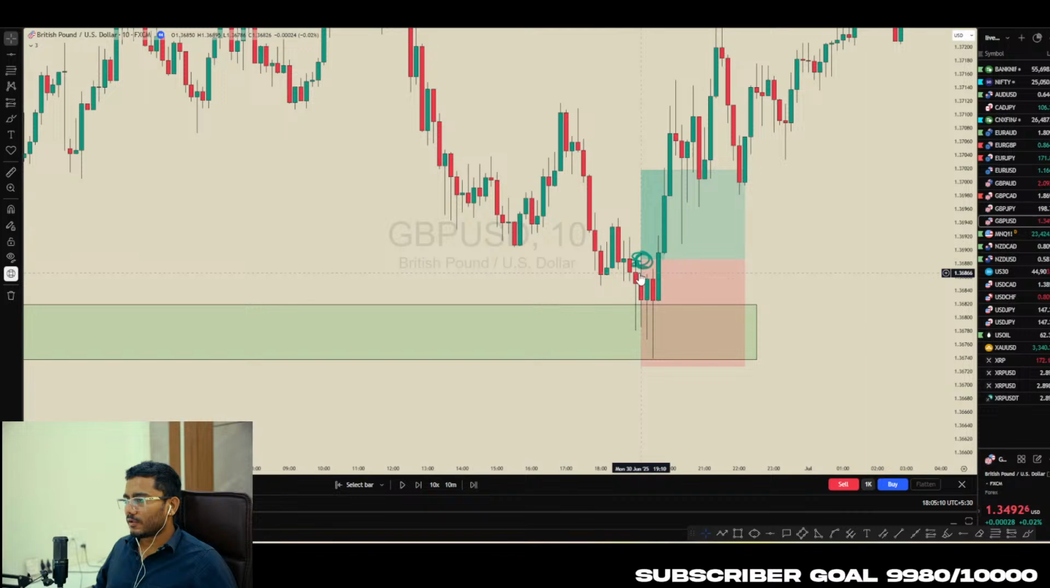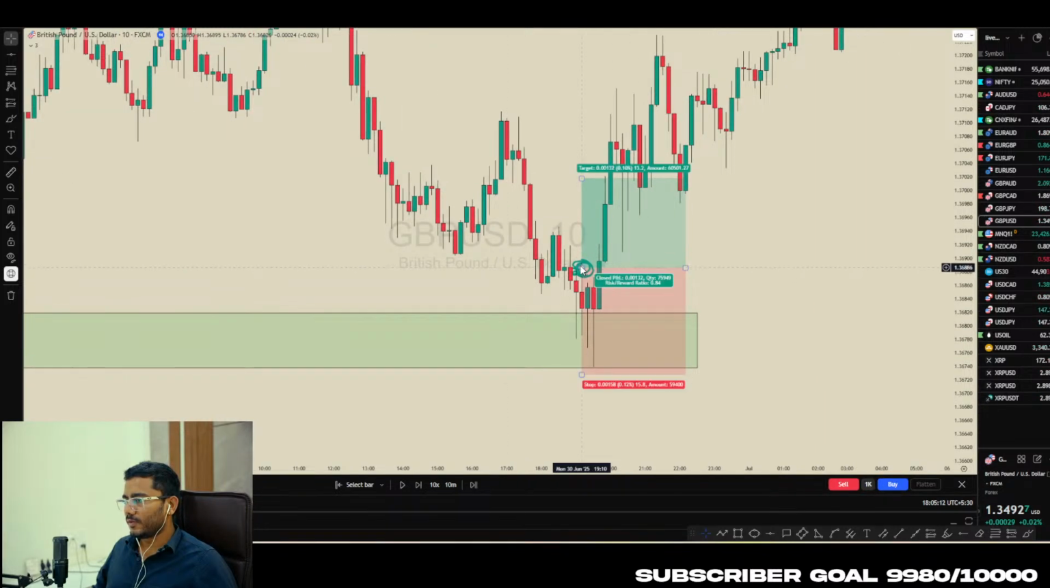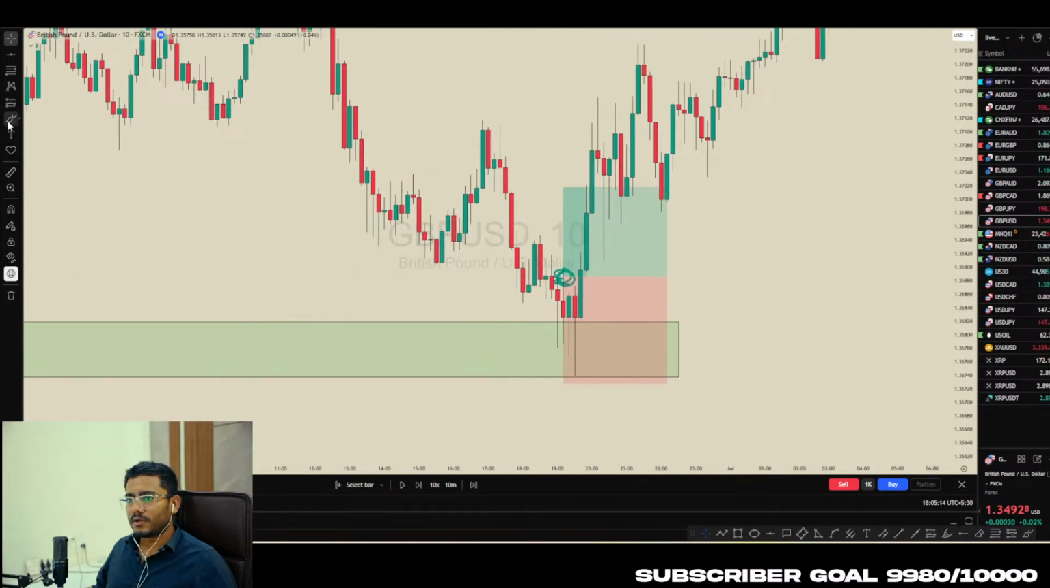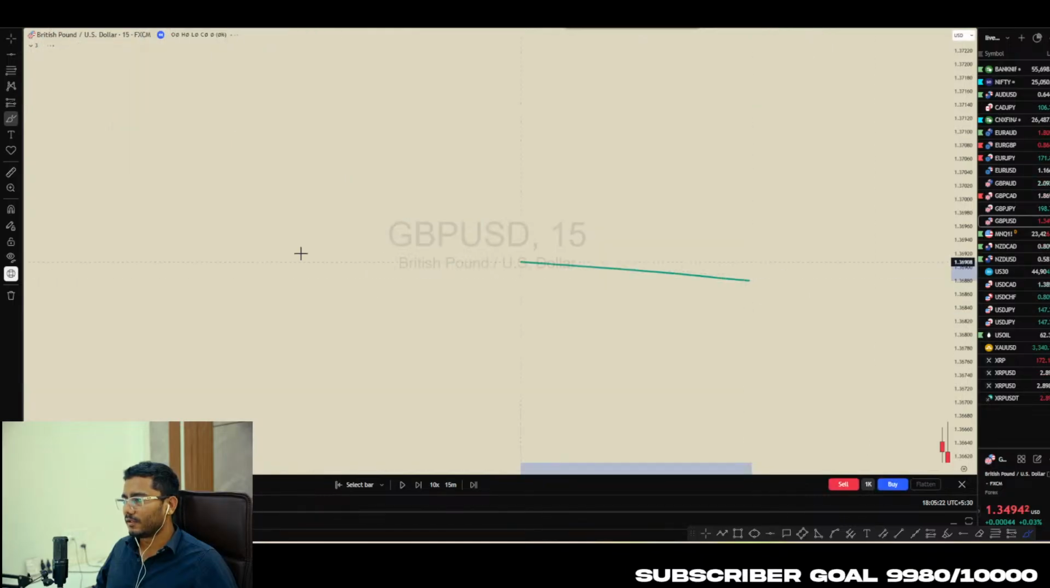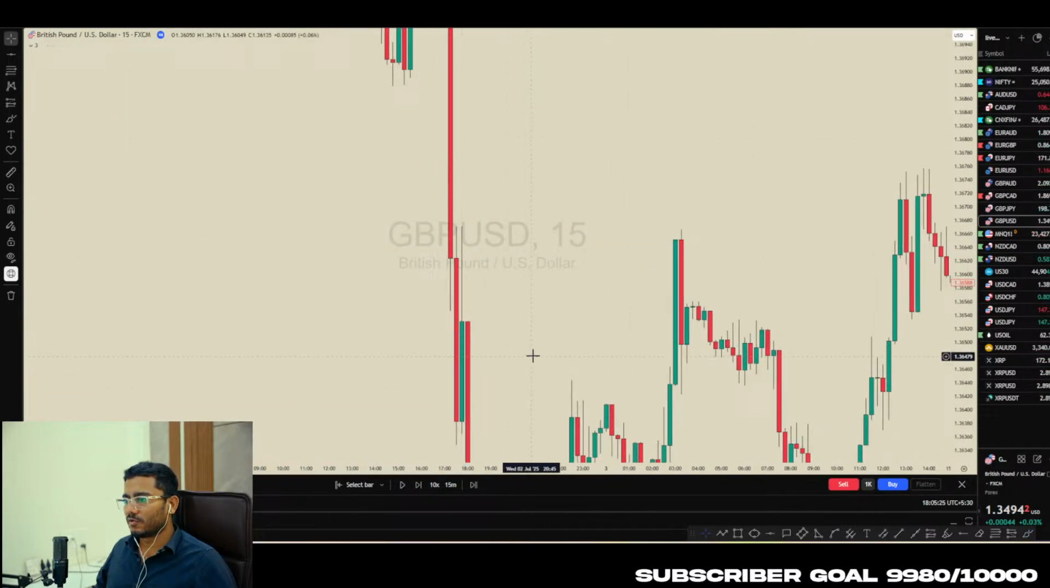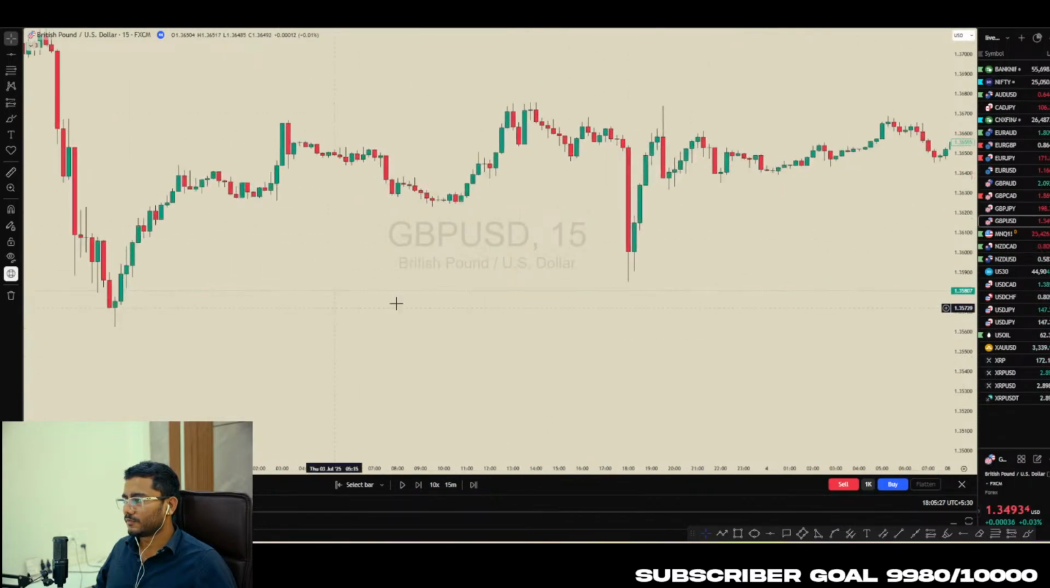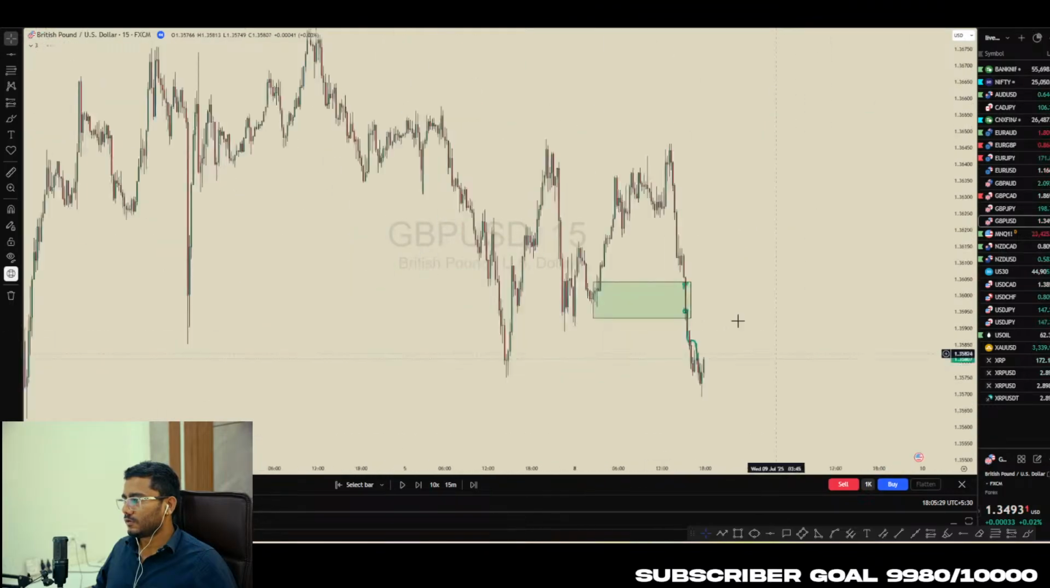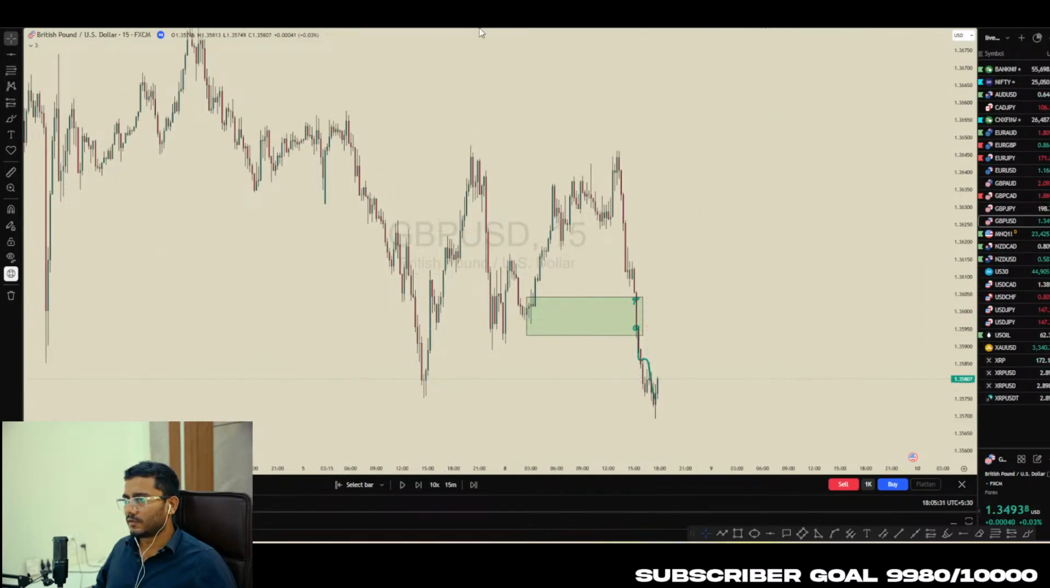So we want confirmation like this. It should break with a candle body. But when price is breaking in the live market, it will create a candle body. But when you enter, it will create a wick. So it's still a good sign that it can continue to the upside, instead of price still going to the downside like this here. So let's look at the gold chart here like this.